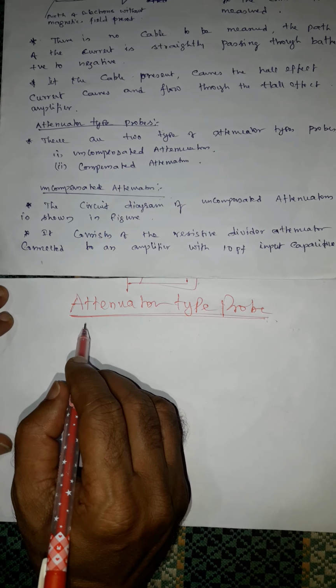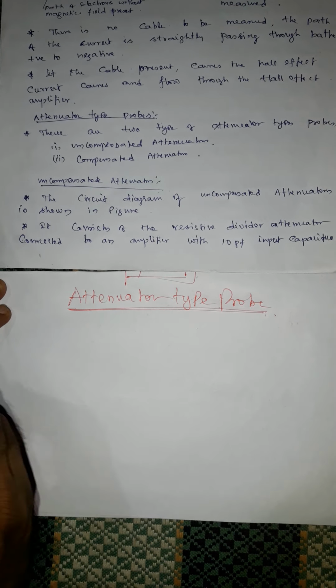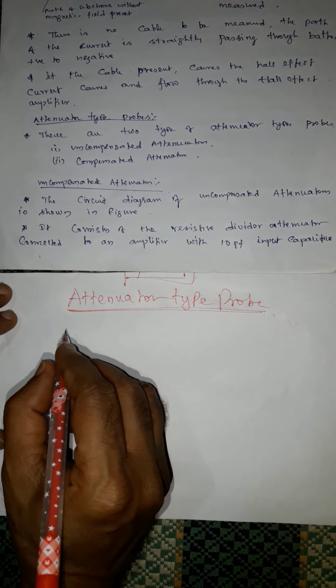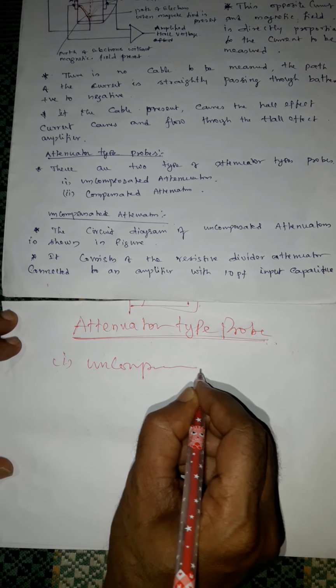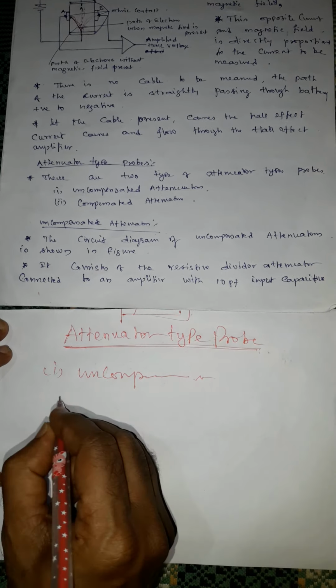Now the topic is attenuator type probe. There are two types of attenuator: one is the uncompensated type attenuator, and the second one is the compensated attenuator. Let us see the first one, the uncompensated attenuator.